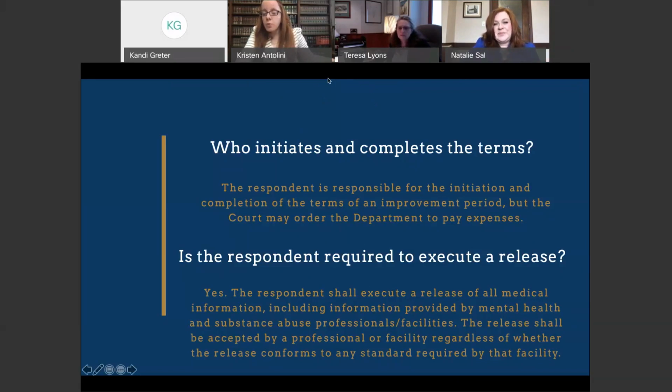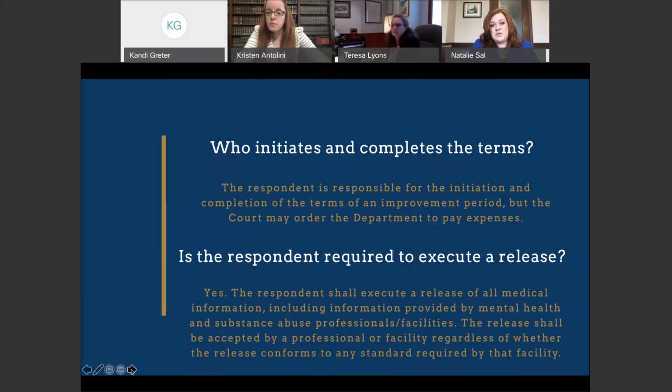And are respondents required to execute a release from medical and mental health services pursuant to the improvement period statute, Natalie? They absolutely are. And I think that's an overlooked part of the statute sometimes. But when you see courts order that respondents execute that release, they are not just ordering that from their court as part of what their practice and procedure is. The statute really does require that respondents execute that release so that the team and the court are able to get records that are necessary to assess what their needs are and how their progress is moving.